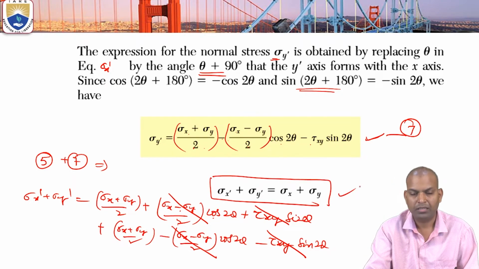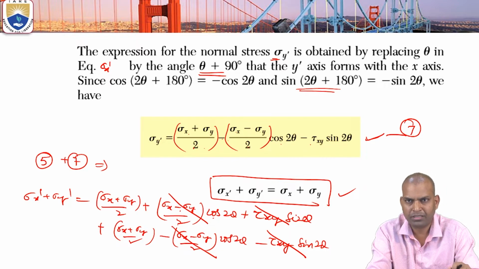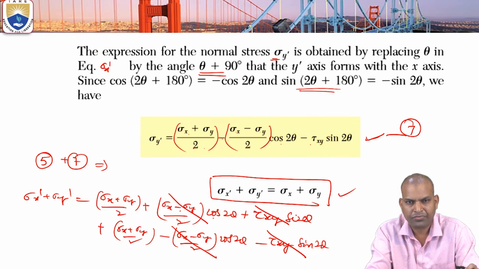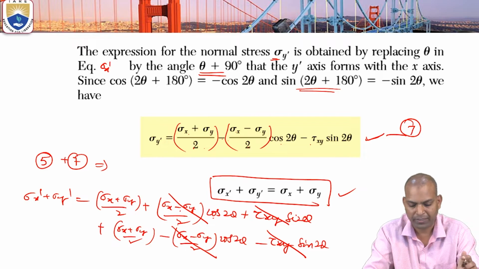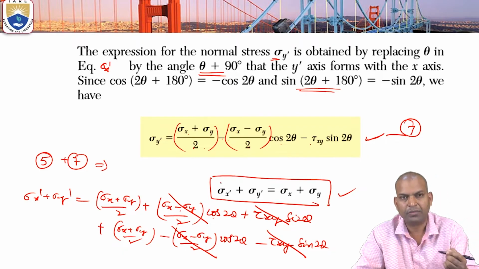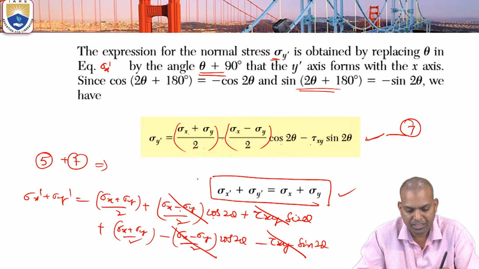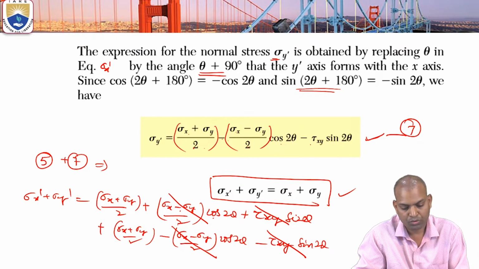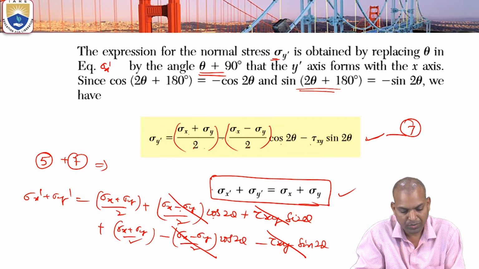This is what is obtained. So the sum of sigma x dash and sigma y dash is equal to the sum of the direct stresses along the x axis and y axis, that is sigma x plus sigma y. So the interpretation is that even after rotating by some angle theta, the sum remains the same, that is sigma x dash plus sigma y dash equal to sigma x plus sigma y.